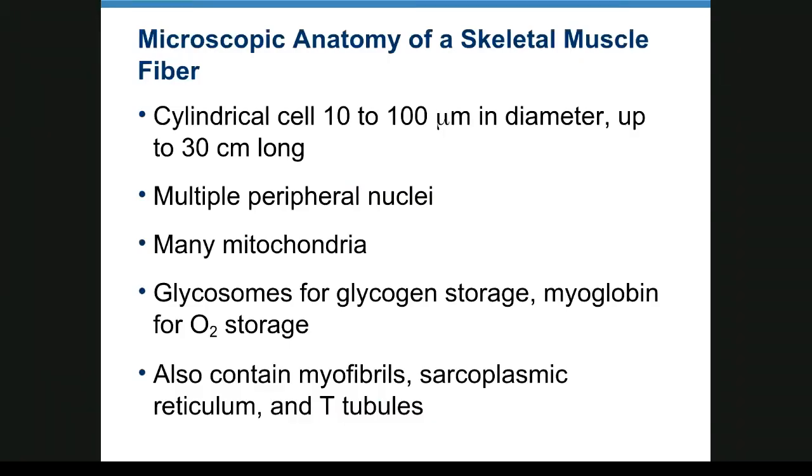Typical skeletal muscle can be anywhere from 10 microns, maybe 100 microns in diameter, 30 centimeters long, so very long but microscopically thin. Many nuclei, because if you don't have many nuclei, the cell doesn't know what to do. The message would never get to the end parts. Many mitochondria, so they can burn oxygen for energy.